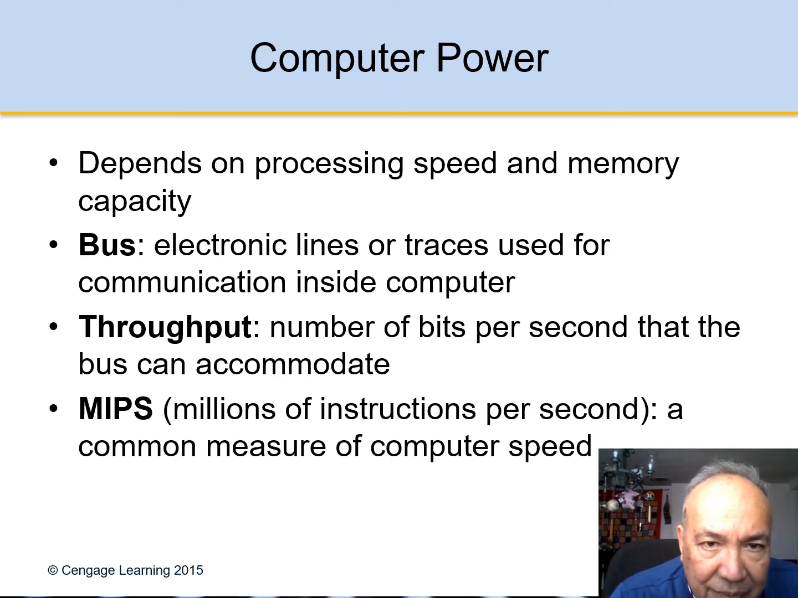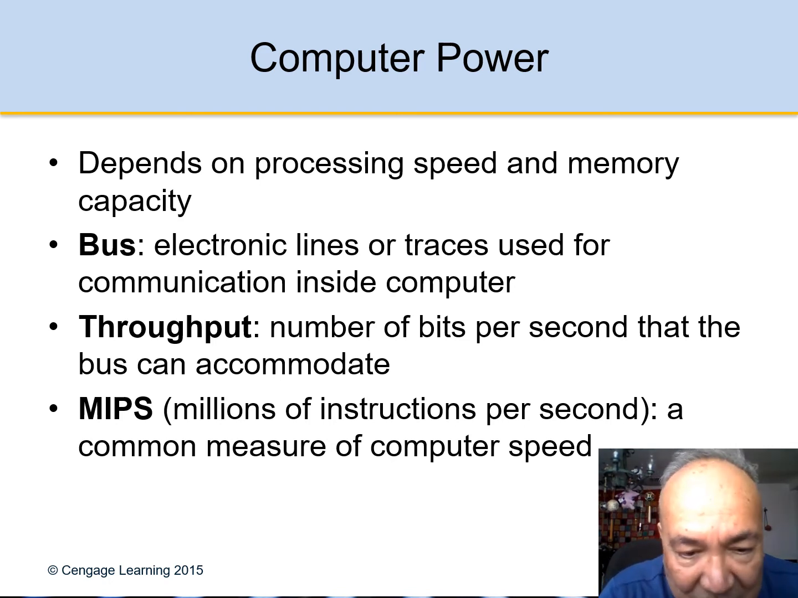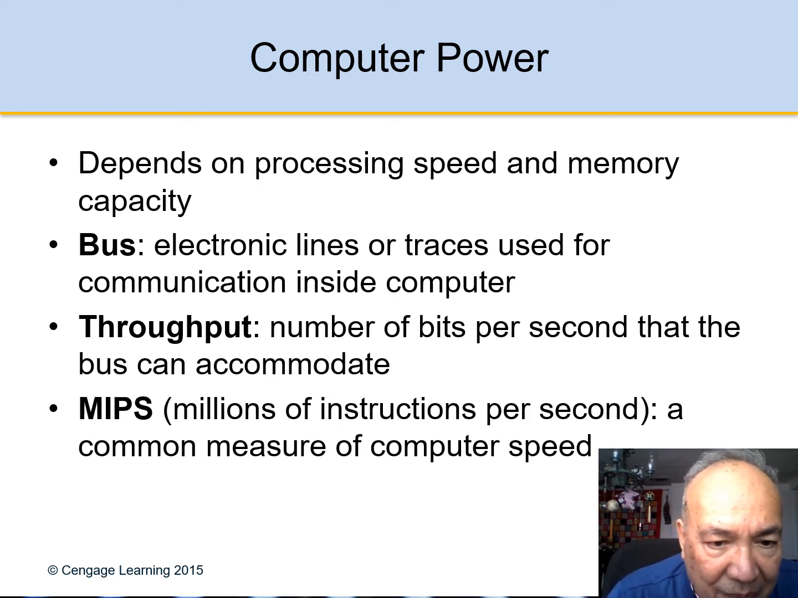Computer power depends on the processing speed and memory. And then you have the bus. This is where all of these are running inside the motherboard. Electronic lines and traces are used for communication inside the computer. The throughput is the number of bits per second that the bus can accommodate. How many words can the bus accommodate? Like a bus you ride, how many people can ride the bus going from LA to Anaheim?